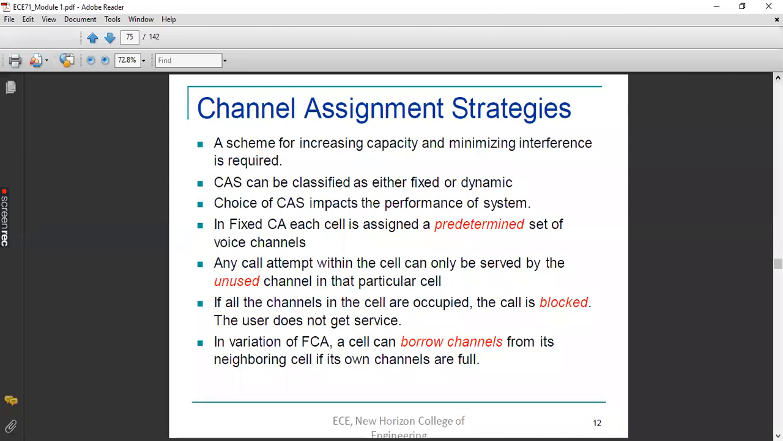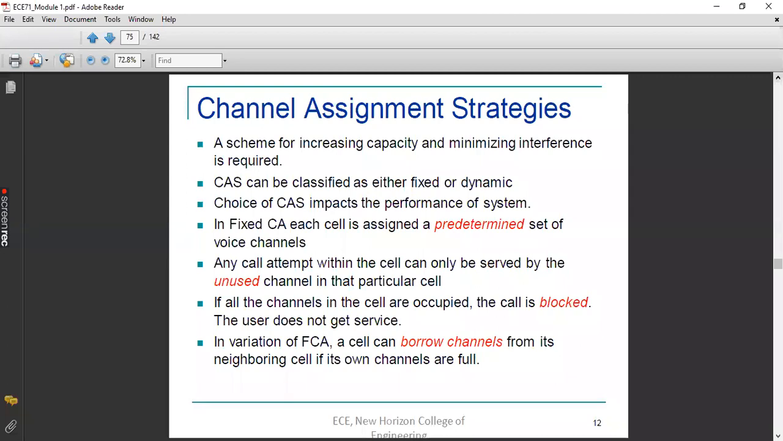So there are two types of channel assignment strategies. One is fixed and the second one is dynamic. We have to choose whether to go for fixed or for dynamic. Again, that depends upon the specifications of the given system, the quality requirements, the specifications of the wireless system. That determines which type of assignment strategy we need to adopt, so it has a very large impact on the performance of a system.